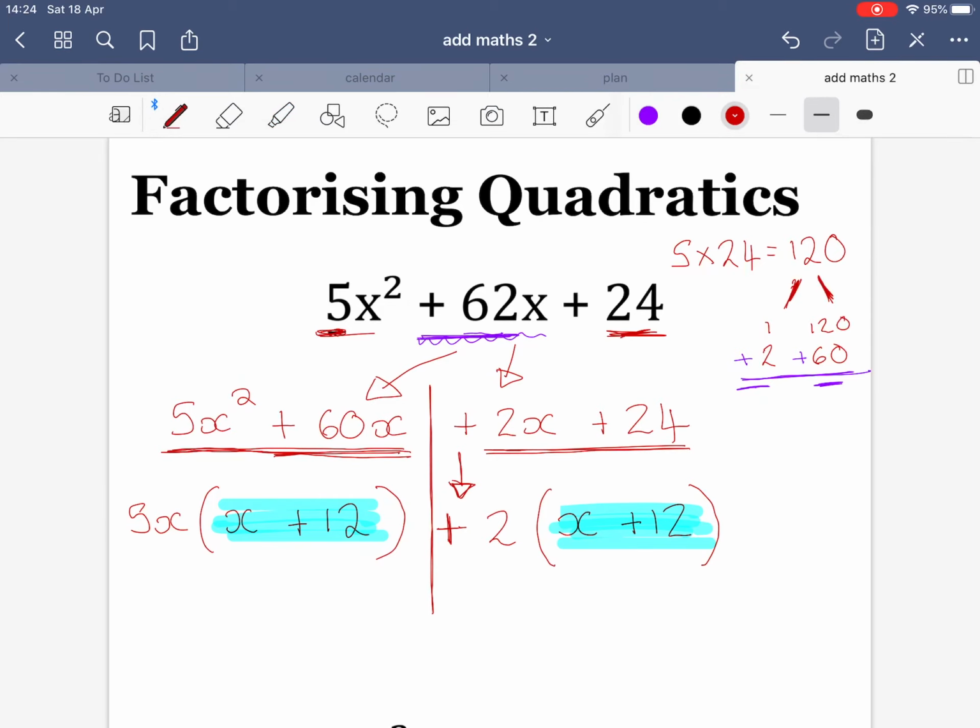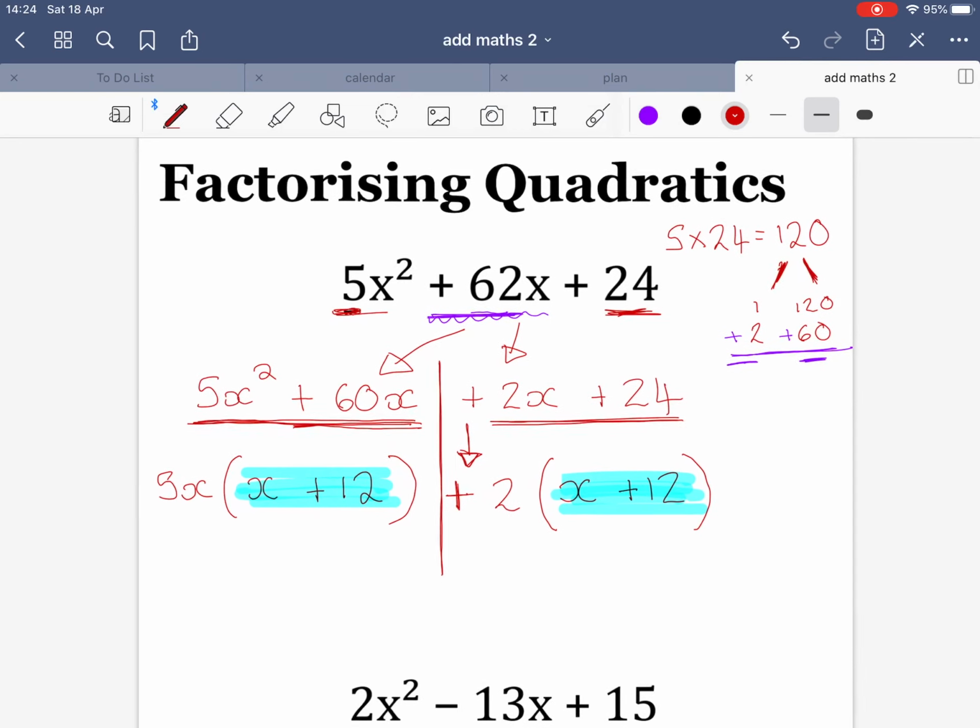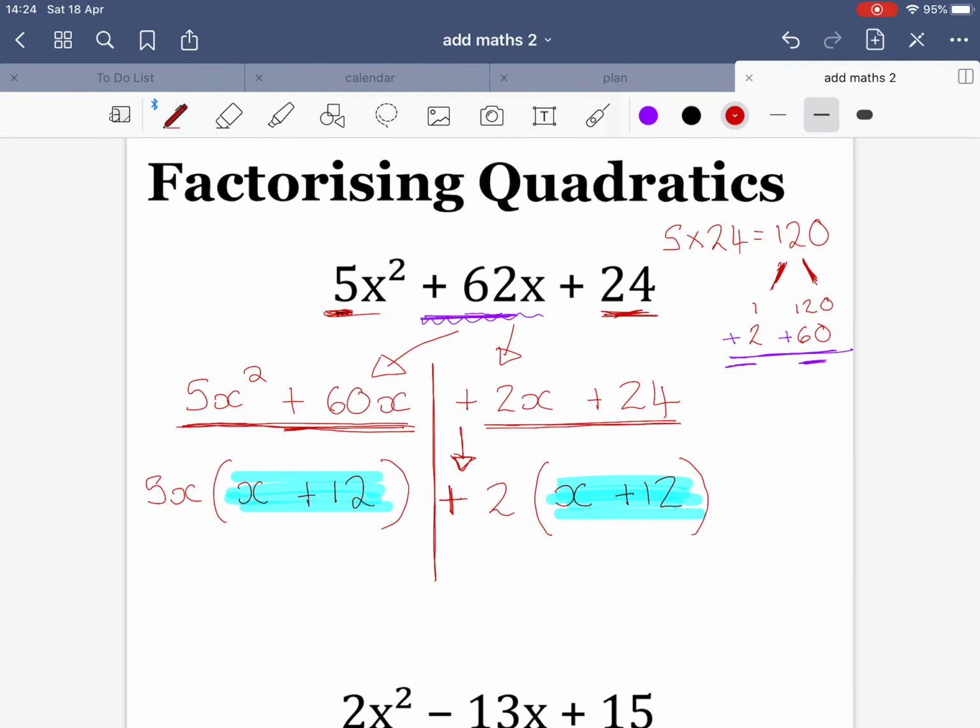Therefore, that's one of your solutions, because don't forget factorising means I want to put it into brackets, and factorising quadratics, I want to put it into double brackets. So one of my answers is x plus 12, and the other answer comes from whatever is left outside of your bracket. So I've got this 5x and this plus 2. So the other bracket is 5x plus 2. A quick way you can check to see if you've done it right is to expand it.